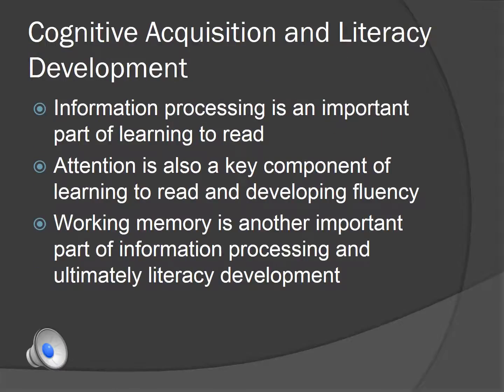So how does cognitive acquisition influence literacy development? Cognitive acquisition involves information processing, and information processing is an important part of learning to read. Attention is also a very key component of learning to read and developing fluency. And working memory is another important part of information processing and ultimately literacy development. But cognitive acquisition also involves being able to take ownership of studies and children developing a sense of their own strengths and where they need to spend more time in developing their literacy.